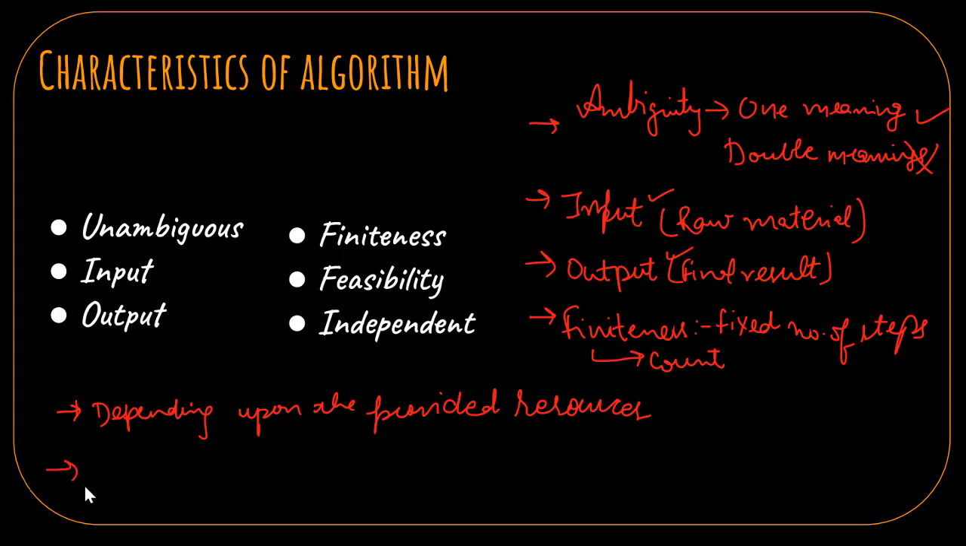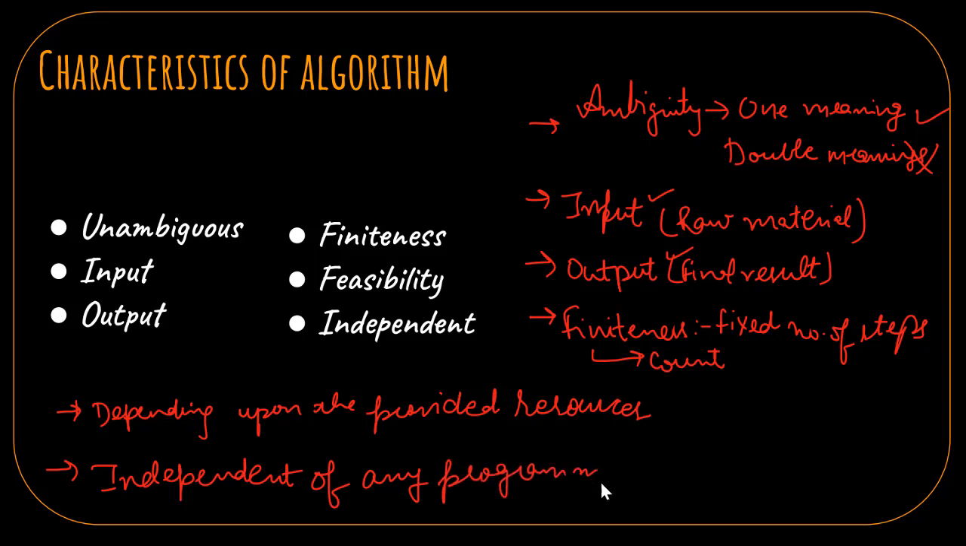We should be aware that the algorithm that we are trying to build should be feasible in a given set of resources. Last thing is independent, which means an algorithm should have step-by-step directions which are independent of any programming code. We have seen in the previous slide that an algorithm should not be confined to only one specific programming language. So it should be independent of any programming language, because we are just concerned with the logic and we want just the solution or the pseudocode.